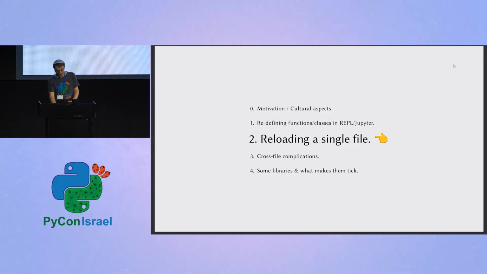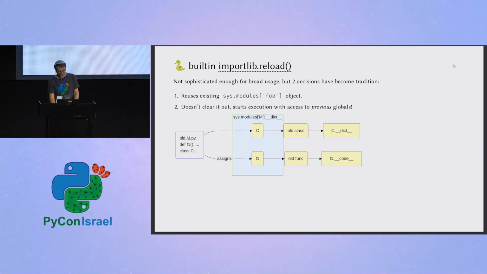And later, we'll see extra complications from multiple files. Python forever has this built-in function. It used to be in Python 2 just a top-level built-in. Now it's in importlib. But it is not quite sophisticated enough to solve the complex cases. But it is important because it set a tradition.